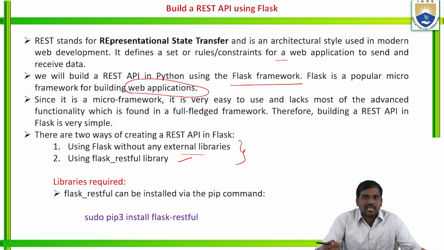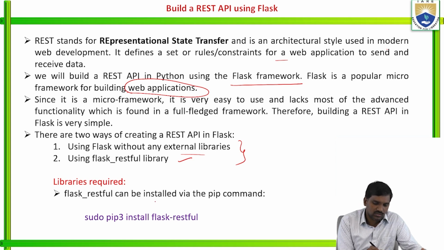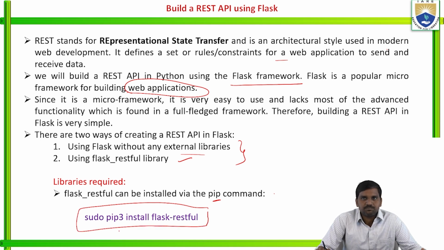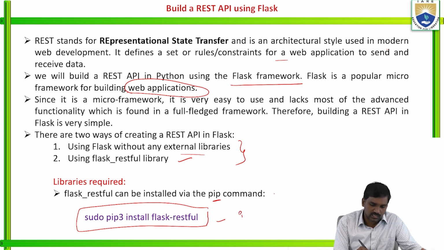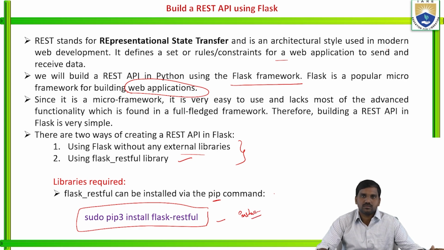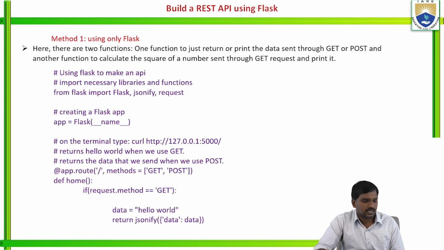What libraries are required in order to import this? Flask RESTful can be installed via the pip command. The command to install it is sudo pip3 install Flask-RESTful. By using this command, we install the Flask RESTful API.